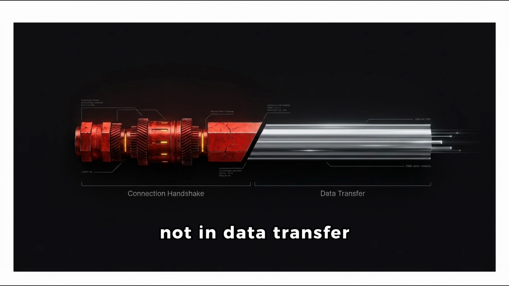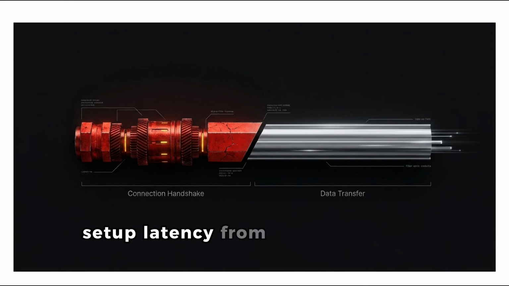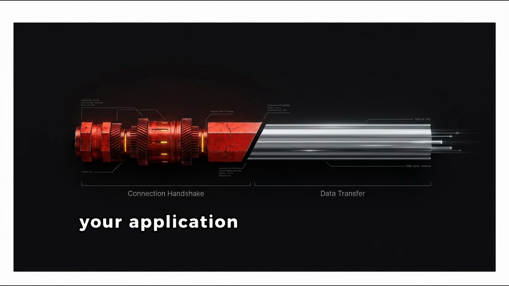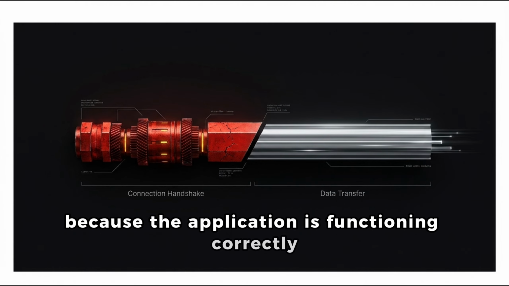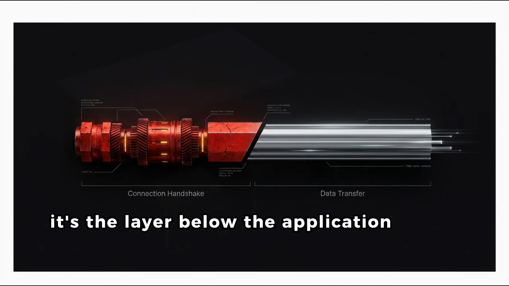Your network latency metrics show increased P99, but the increase is in connection establishment, not in data transfer. Most latency monitoring measures end-to-end request time. Separating connection setup latency from transfer latency requires packet-level measurement that very few teams have in place. Your application logs show nothing unusual because the application is functioning correctly. It's the layer below the application that's degraded.